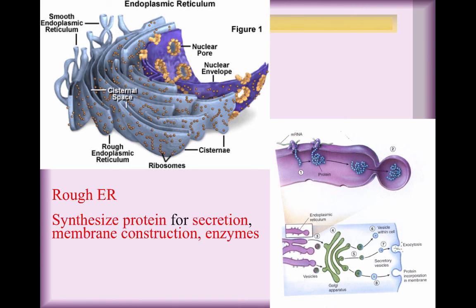And so again, rough ER is involved in and works with ribosomes in synthesis of proteins. These proteins are either secreted to the outside of the cell through a process known as exocytosis. They could be used in membrane construction. Remember that a plasma membrane is anywhere from about 40 to 55% protein, and so these proteins could be incorporated into the membrane and become channels or transporters or enzymes.